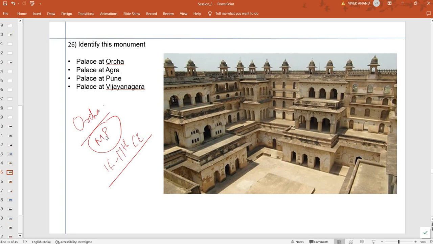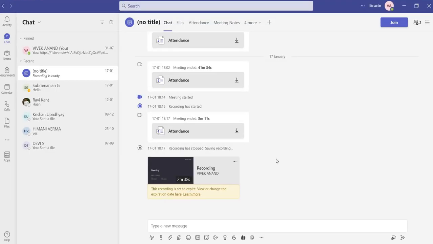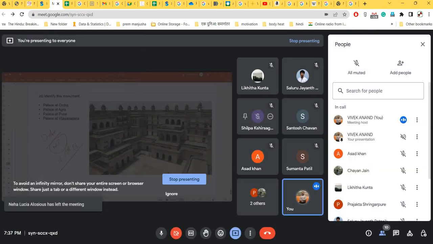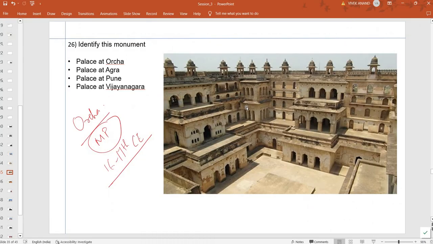Feudatories, you can say, like local... How can I explain? Like a local governor, you can say, of that region.